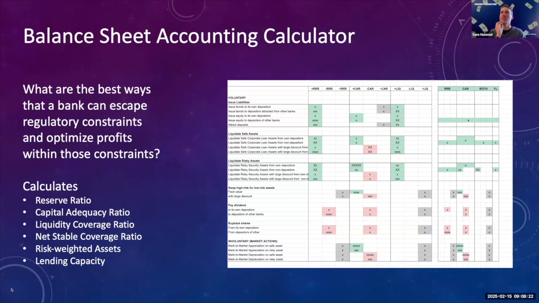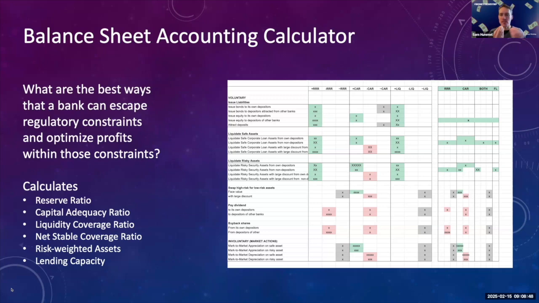I just wanted to give a bit of an origin story for this. What we're going to be showing you today, and Sasha's going to turn this into a bit of a game, so I'm not going to show you too much about it right now, is a balance sheet accounting calculator that we've created together that answers questions like: what are the best ways that a bank can escape regulatory constraints, like capital adequacy ratios or other liquidity constraints?